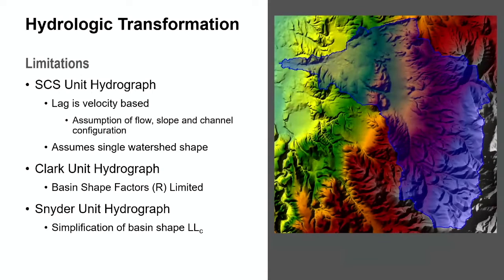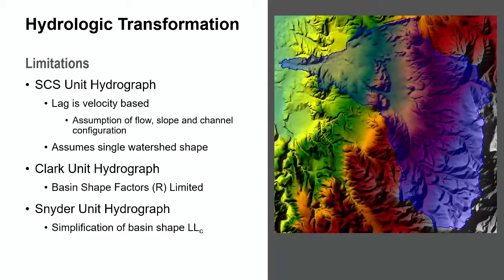That's usually an estimate or a simplification. And you also have to assume a flow. It also assumes a single watershed shape. There is no shape factor for lag. And we know that basin shape can affect runoff characteristics or runoff performance. The Clark unit hydrograph is limited by that basin shape factor that we talked about.